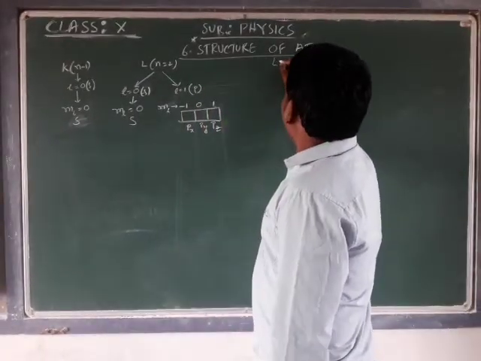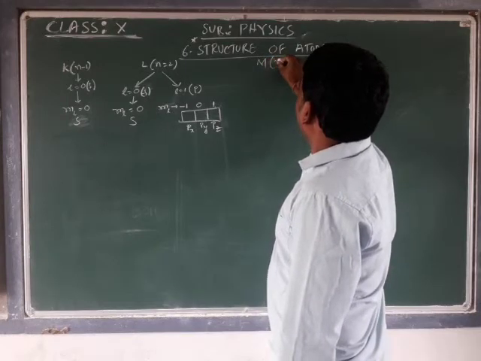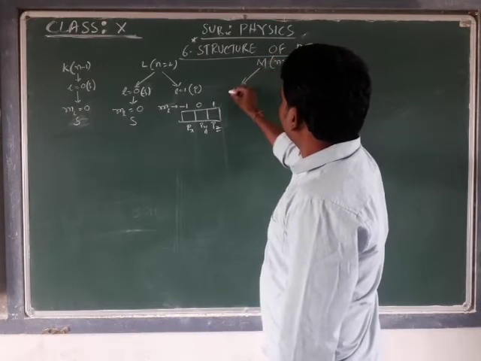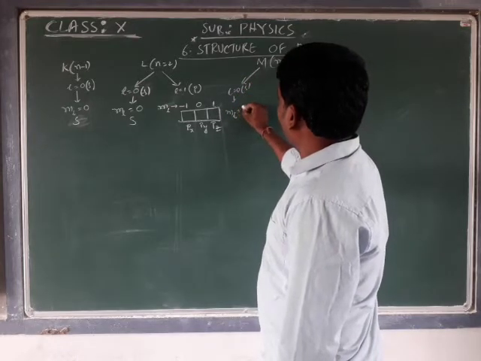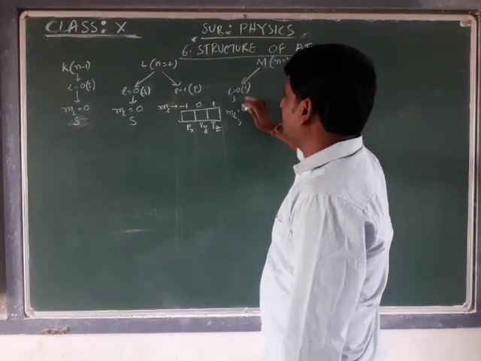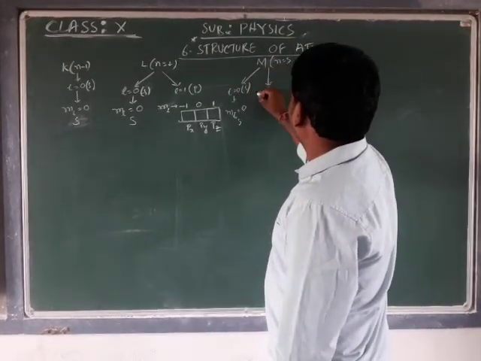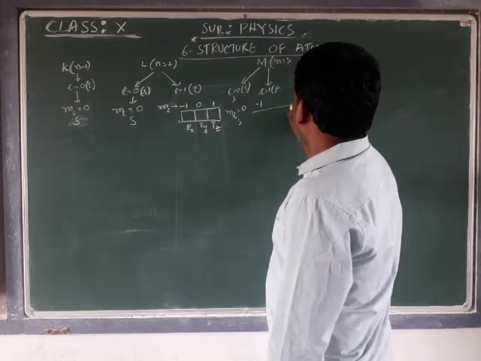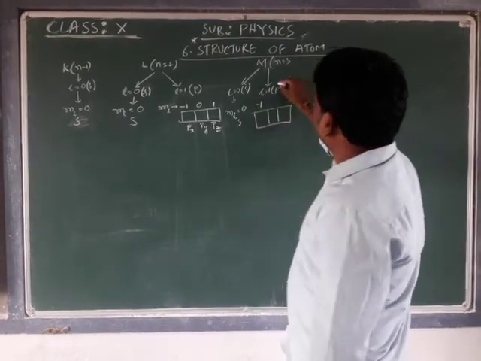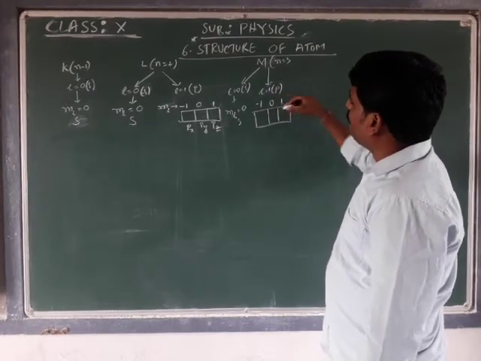Now n is equal to 3. L is equal to 0, that is s, and ml will be 0, because ml ranges from minus L to plus L. Again L is equal to 1, that is P, and ml will be minus 1, 0, plus 1.